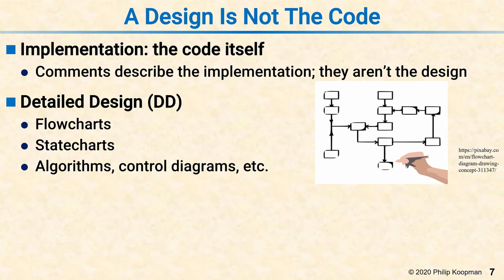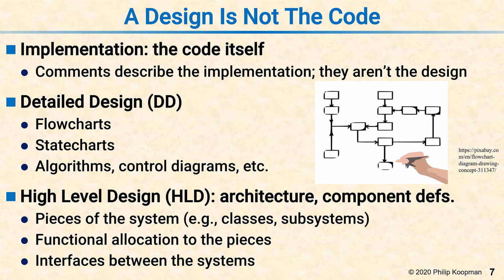It's a very specific, detailed list of the types of things the code needs to do and the general idea of flow of control. High-level design, HLD, is the architecture and the component definitions. So it's the types of things in the system.